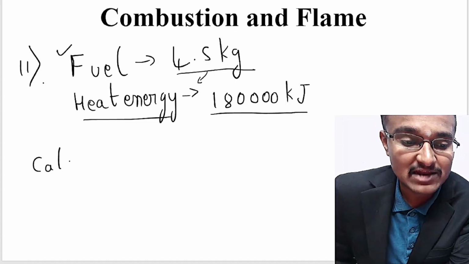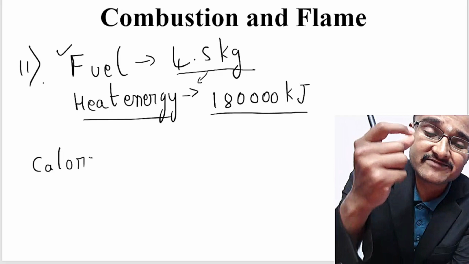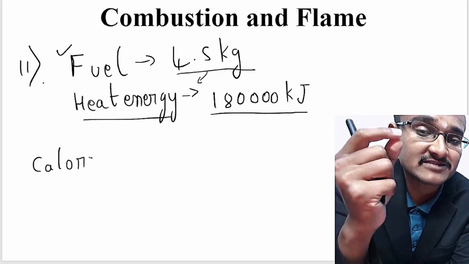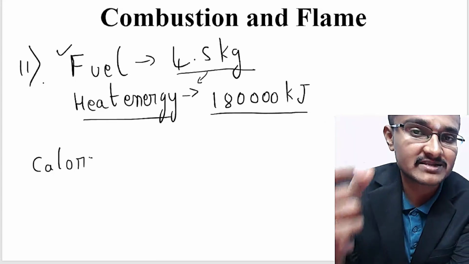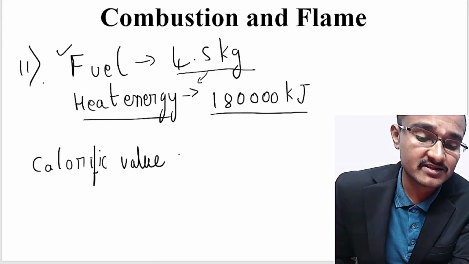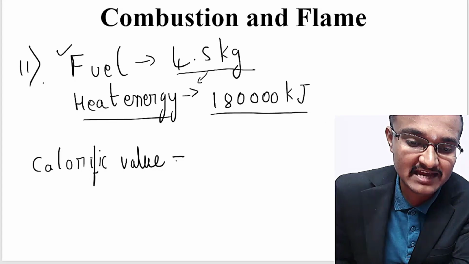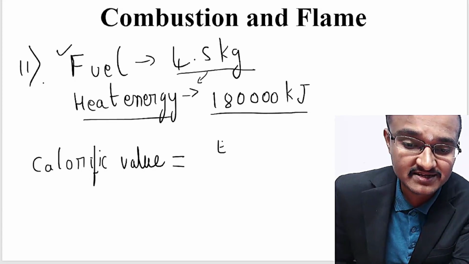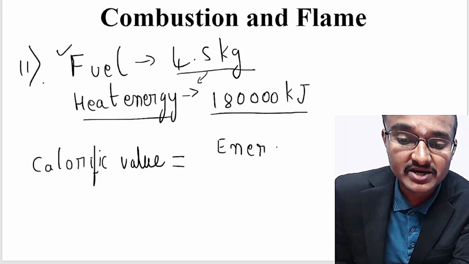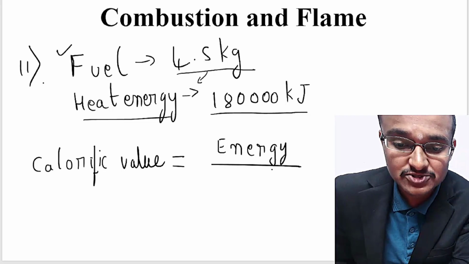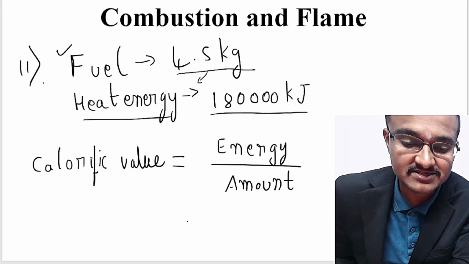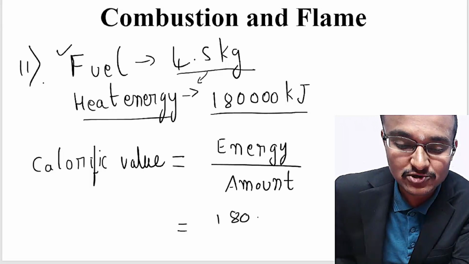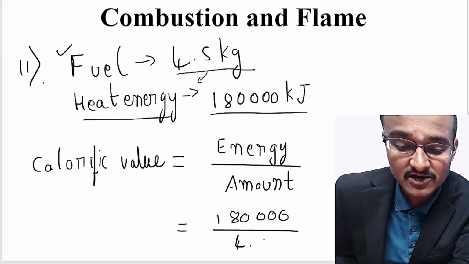We know that calorific value is the amount of energy released when 1 kg of fuel is burnt. That is, in the numerator there will be energy and in the denominator there will be the amount of fuel. So the formula for calculating calorific value is the amount of energy released divided by the amount of fuel burnt. So what is the energy released? That is 1,80,000 kilojoules. The amount of fuel burnt is 4.5 kg.